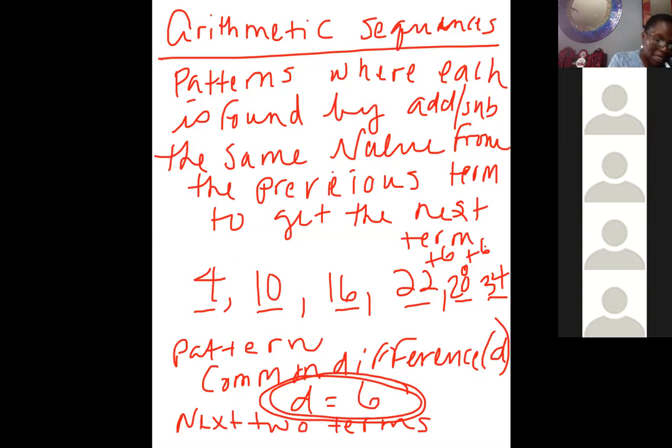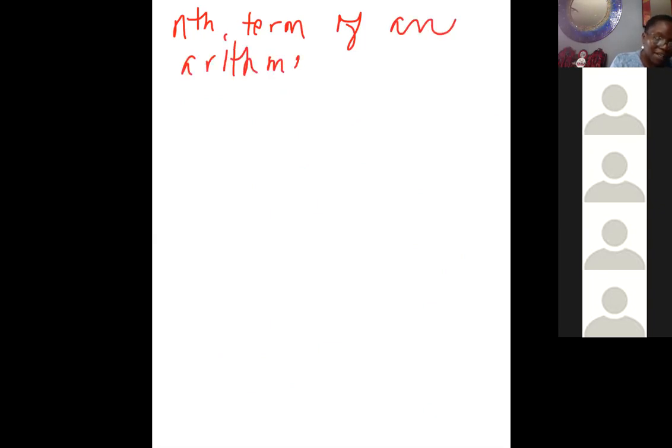Now, last thing I want to say is the nth term, finding the nth term of an arithmetic sequence. So when they want you to find the nth term of an arithmetic sequence, we call this the general term formula.